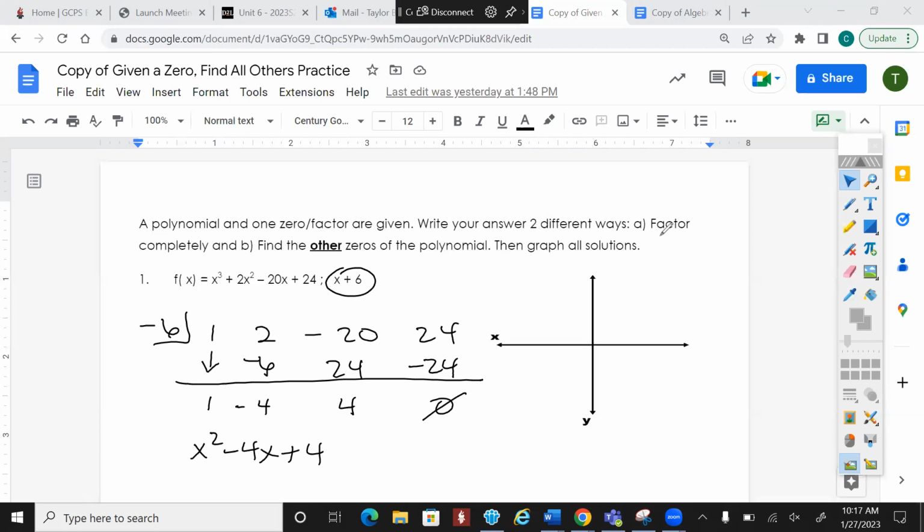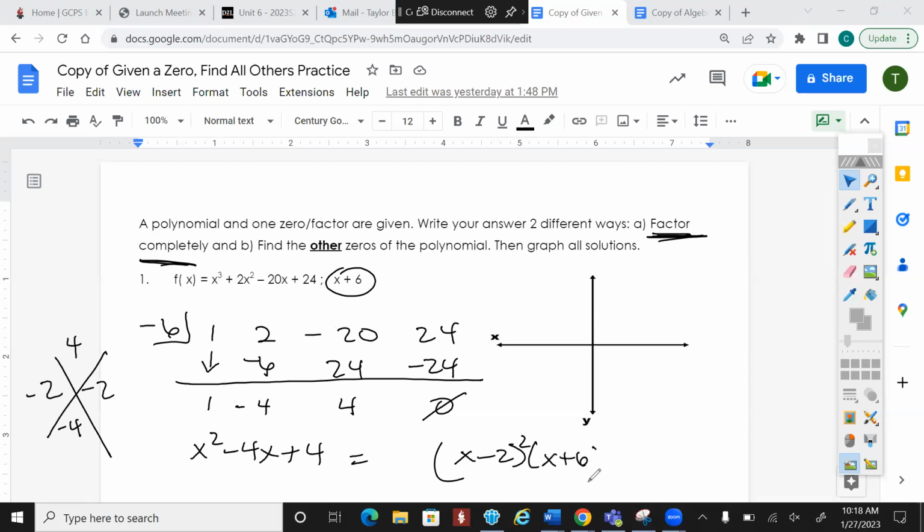Now, our instructions said to factor completely. So can I break this down more? Well, when I do my big X and I say a times c, that's going to give me 4. B is negative 4. What two numbers can I multiply together to get positive 4, but add together to get negative 4? Negative 2 and negative 2. So this can be rewritten as x minus 2 squared. Now we had that x plus 6 at the beginning, so we can just write that out beside it.